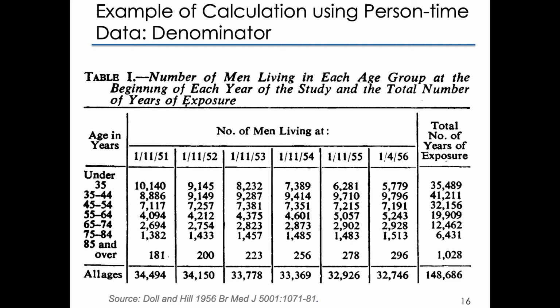So this is just the concept of the number of people that you have in the study, and every time you observe that person for 1 year, there's a person year. So they're adding up and they're showing how they got their person years.